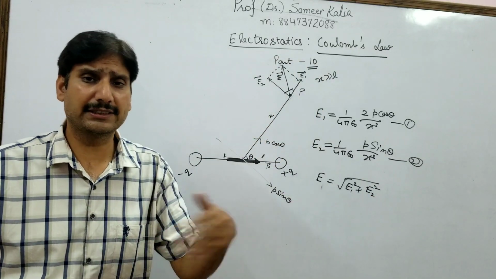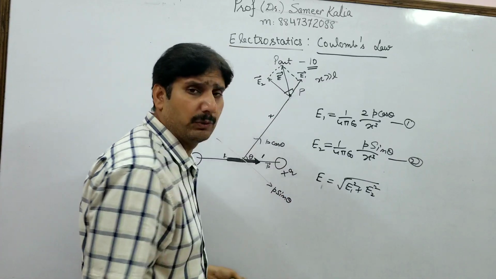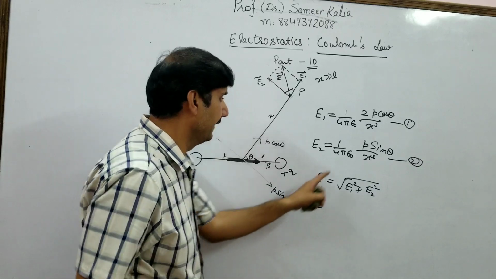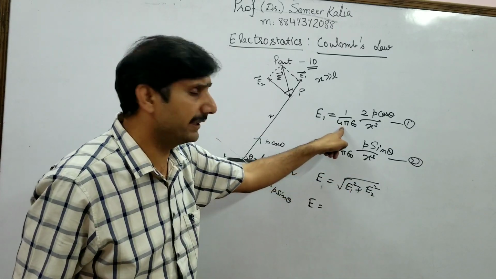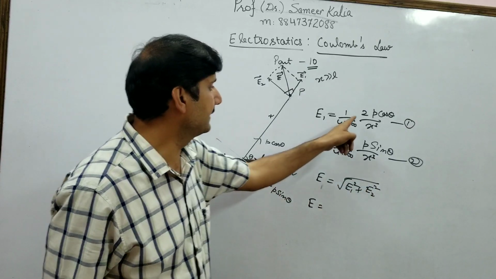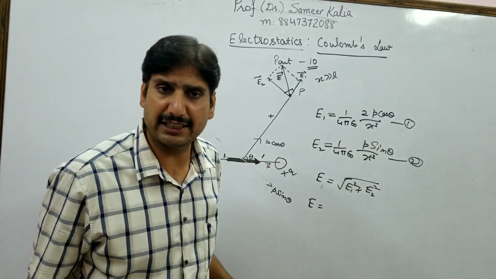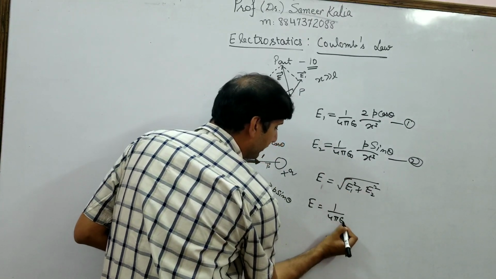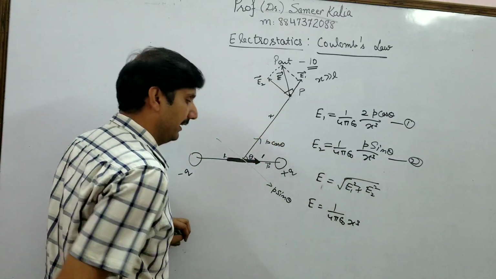The term containing cos 90 vanishes because cos 90 is 0. And what is the expression for this? Once I square this out, take the sum and then take the square root, I can see that a few things can be taken out common, like 1 by 4 pi epsilon naught x cube and p.